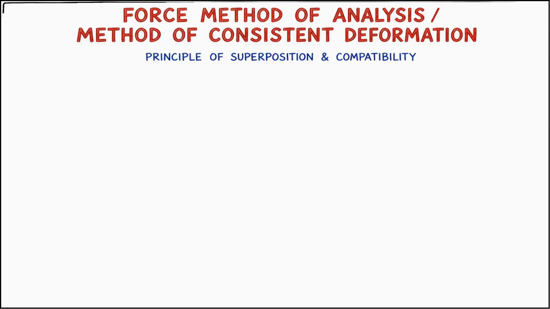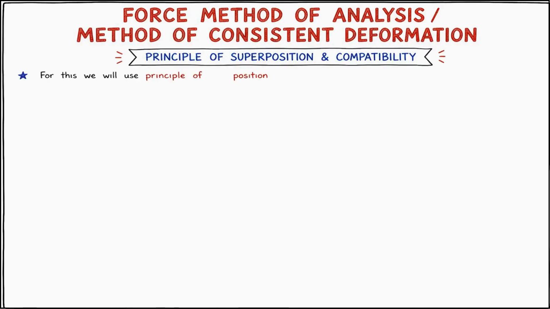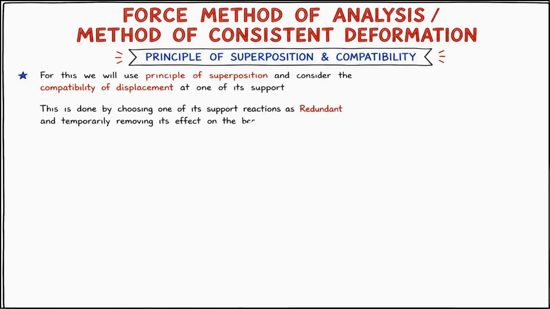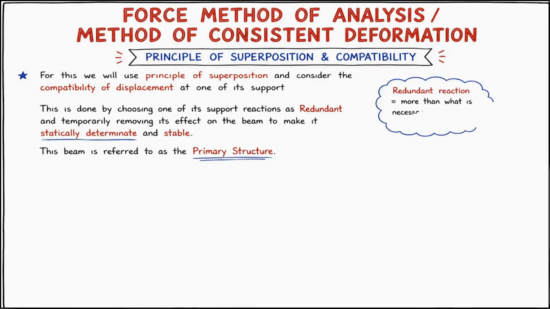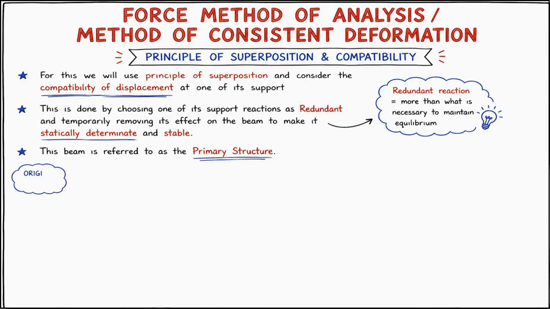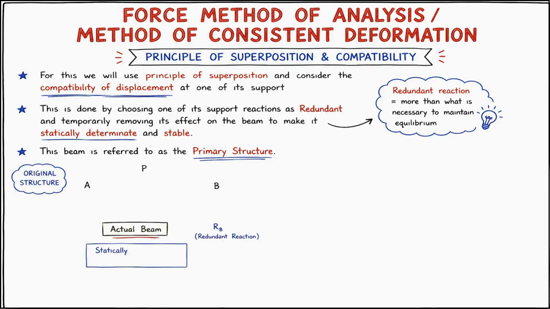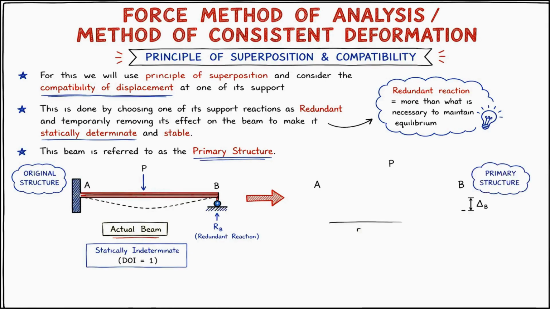Let's see how. The first step in the force method is choosing a redundant. Let us choose reaction BY as the redundant. If I remove this reaction, the structure becomes a cantilever beam. This new structure is called the primary structure. Notice that the primary structure is now statically determinate. Now apply the external load P.